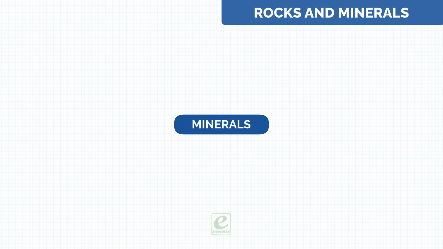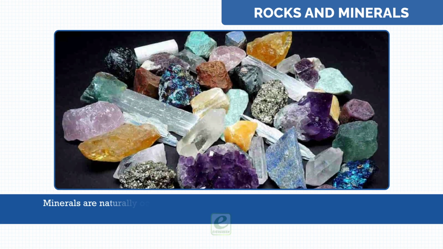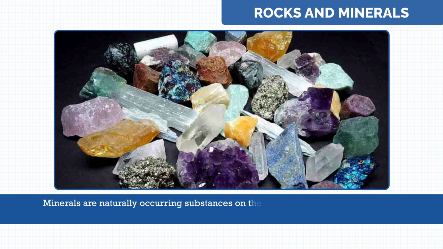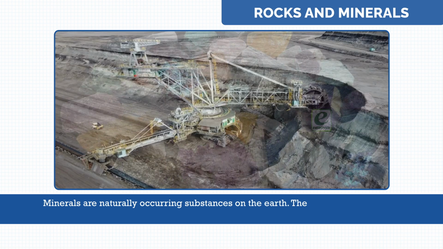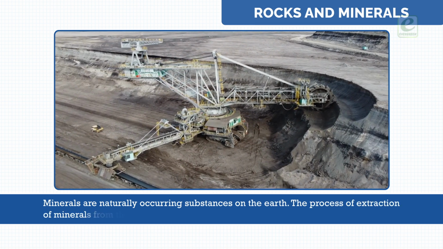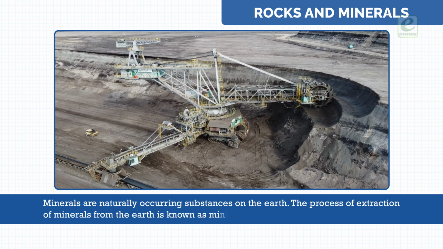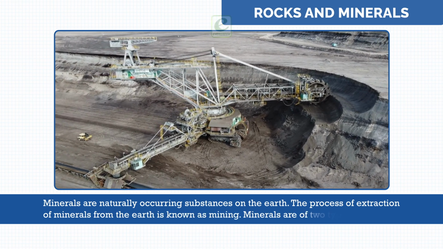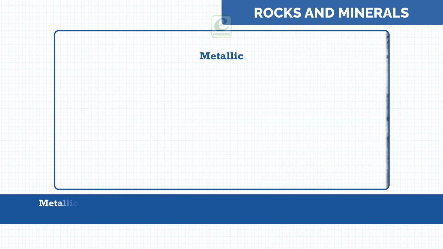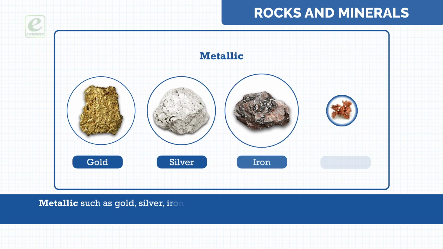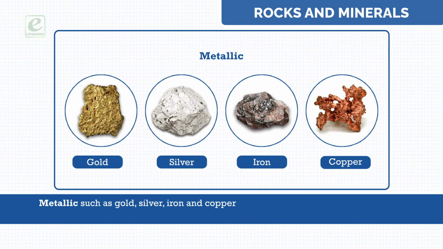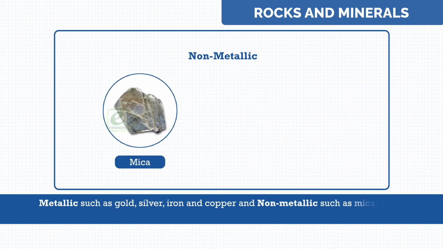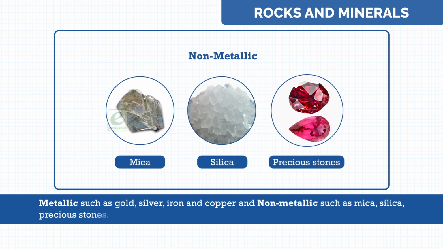Minerals. Minerals are naturally occurring substances on the earth. The process of extraction of minerals from the earth is known as mining. Minerals are of two types: metallic such as gold, silver, iron and copper, and non-metallic such as mica, silica, precious stones.